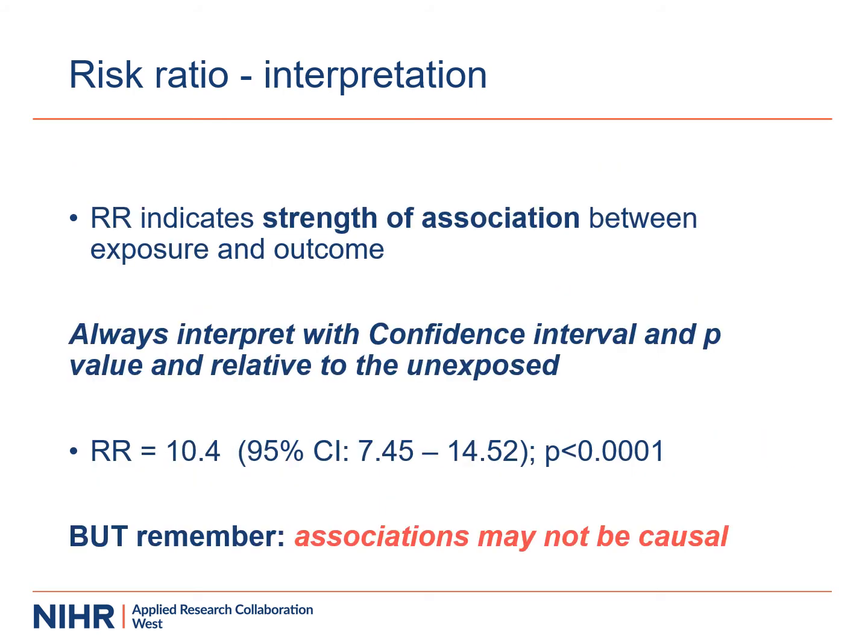And as with all the comparisons you've heard across these sessions, it's important to present confidence intervals and p-values alongside a risk ratio to help with interpretation. So for our example on smoking and lung cancer, we had a risk ratio of 10.4, and this has a 95% confidence interval of 7.45 to 14.52. So what this tells us is that we're 95% sure that the true risk of lung cancer is between 7.45 and 14.52 times higher in the smokers than non-smokers.